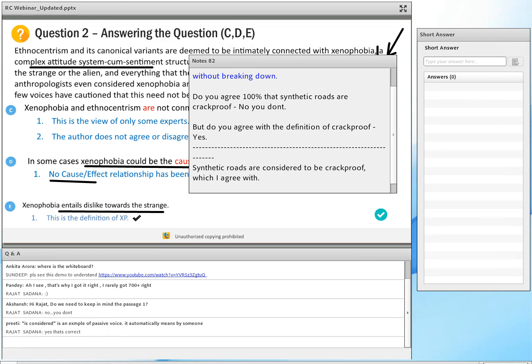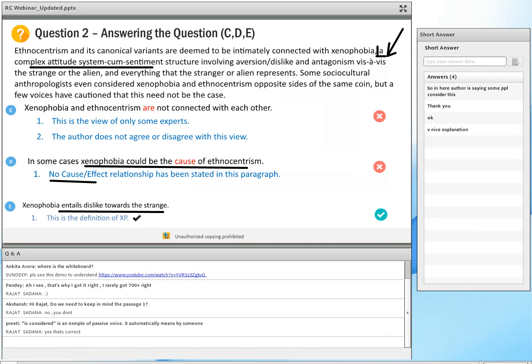If you are the author writing the report and someone else is reading the report, that person should be able to figure out what it is that you agree with and what information you're providing for that person to make a judgment with. You should be able to make that distinction. And that's really important. Yes, so the author is saying some people consider this.